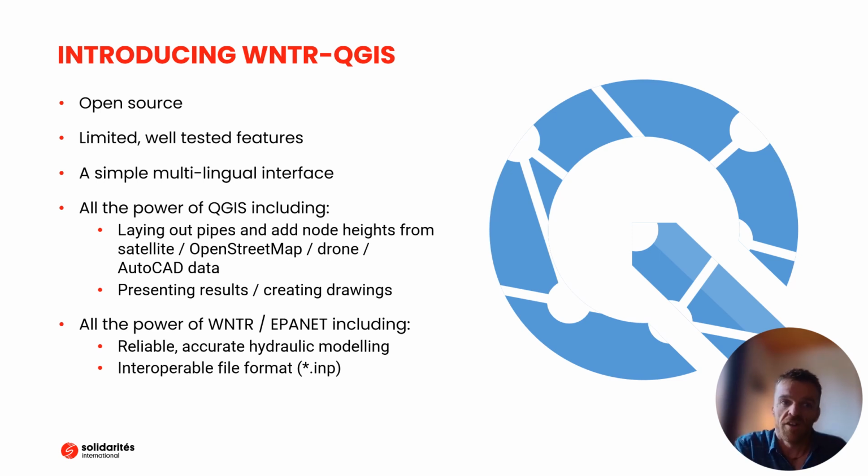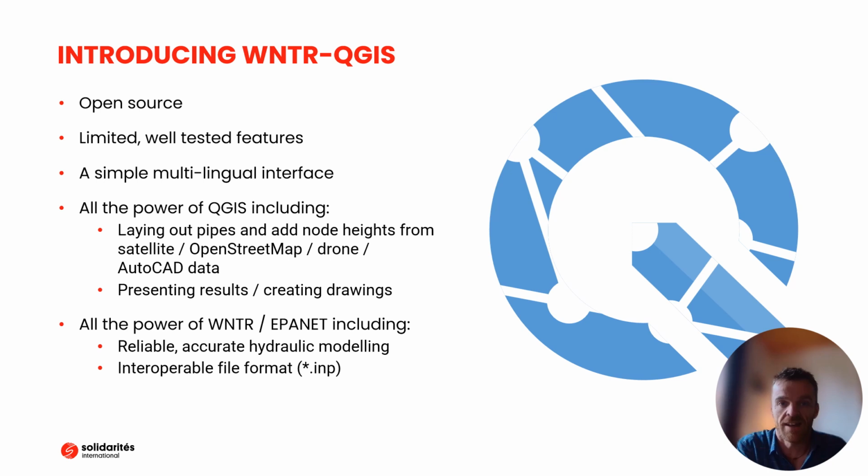It focuses on having a very limited set of features within the plugin, but it means that each of these features is very well tested and very reliable, with over 300 tests running on every single change that's made to the plugin. And it's also multilingual, so it's in French, English, Arabic, Italian, Spanish, Portuguese, Dutch, and thanks to the power of AI, it's actually relatively easy to add new languages. And whilst the plugin itself has relatively limited features, because it's within QGIS, it means that you can use all the power of QGIS.